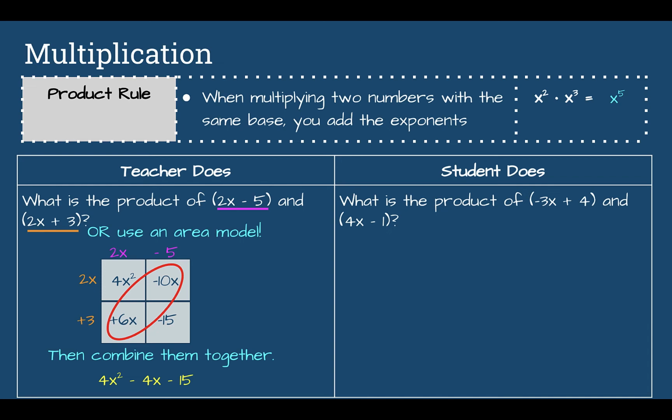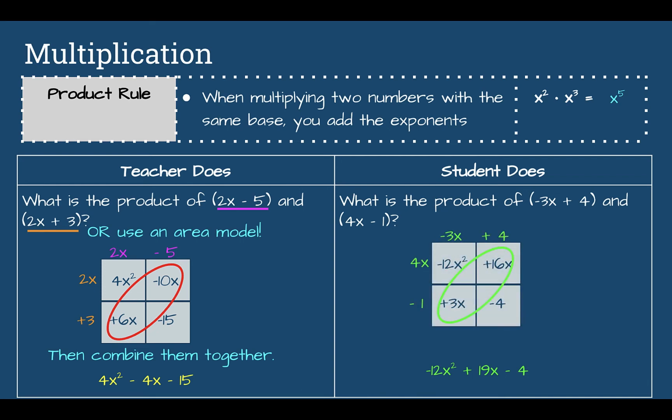Let's check. You should have got negative 12x squared plus 19x minus 4. Here is what the area model would look like. I have negative 3x plus 4 on top and 4x minus 1 on the side. Multiplying through, I get those values. To get that 19x in the middle, I would end up combining positive 3x and positive 16x to get my final product.